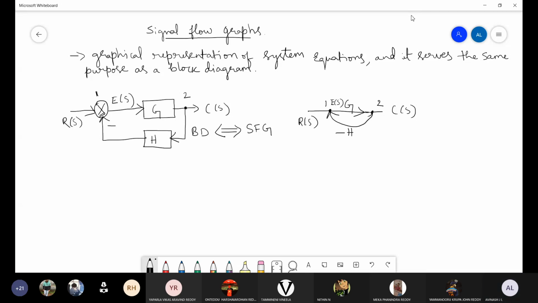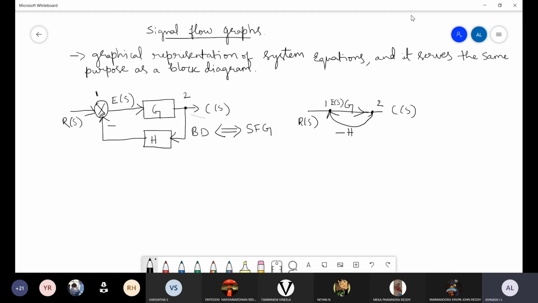Did you understand? Yes, sir. So I'll repeat. Whatever the summing points and the takeoff points are, those are termed as the nodes. Whatever the block values are, those blocks act as branch gains.